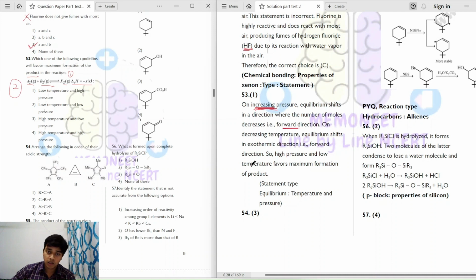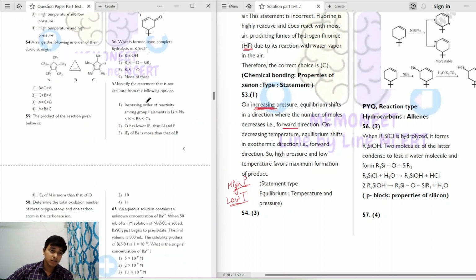So our first condition is that we need high pressure, right? Now, if we talk about temperature, we know that in an exothermic reaction, if we decrease the temperature, the reaction will always move forward. So for an exothermic reaction, temperature should be low to favor the product formation. So we need high pressure and low temperature, and that is in option 1, right? So the correct answer is option 1.